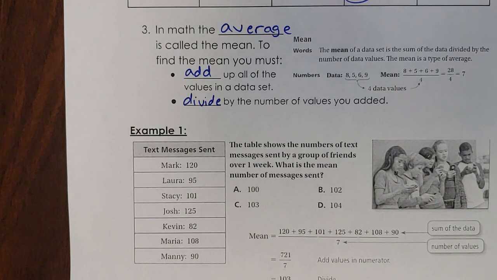What did you get? Okay, let's start off with the first part. 8 plus 5 plus 6 plus 9. What does that equal? 28. And then divide that by 4. 28 divided by 4. 7. Okay, 7. So our average or our mean is 7 of all those other numbers. Okay?